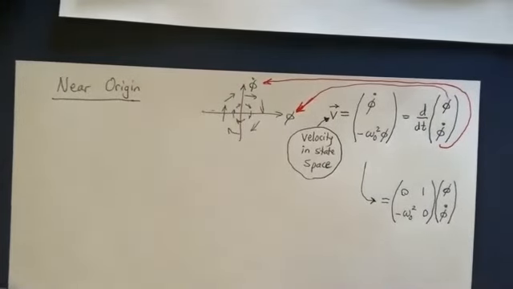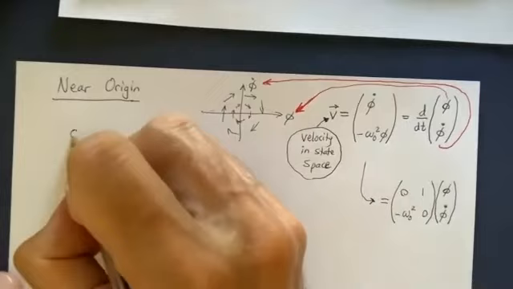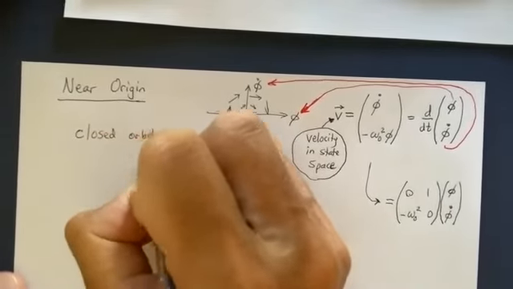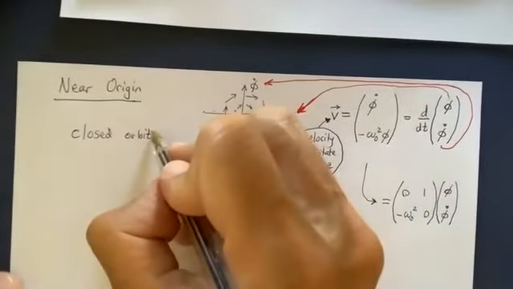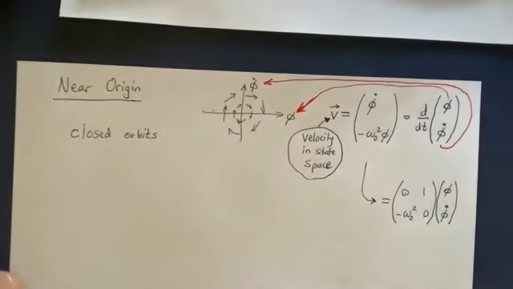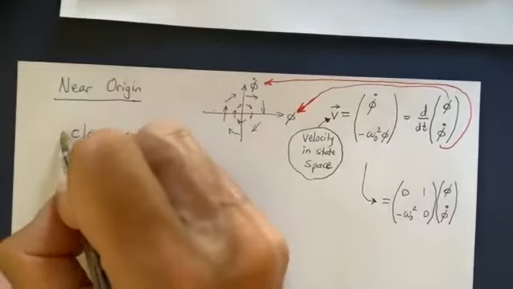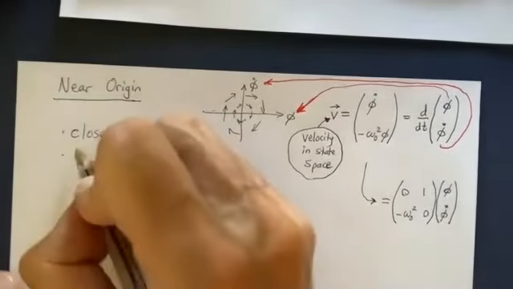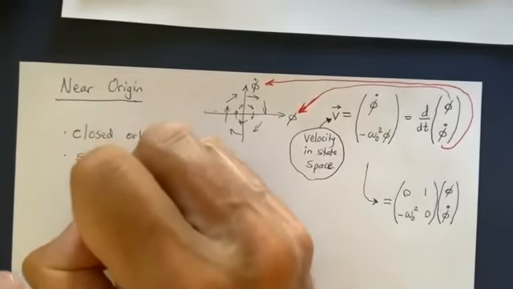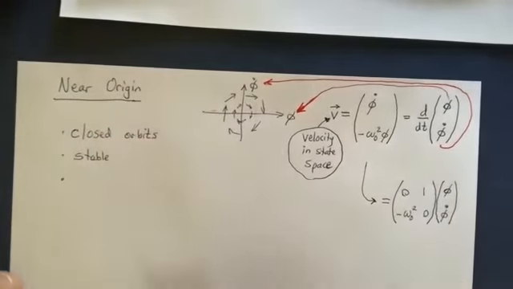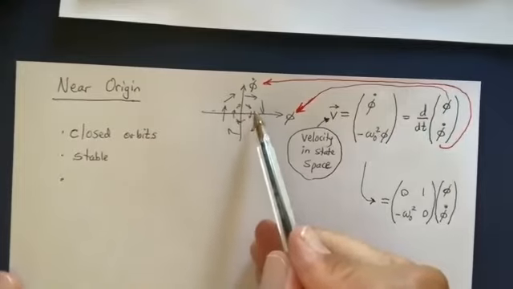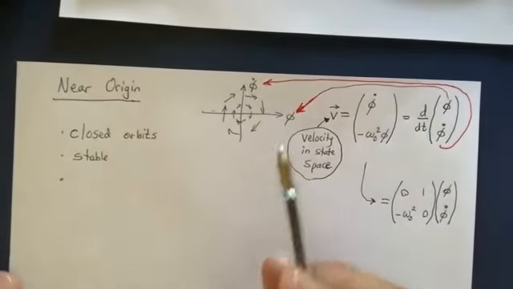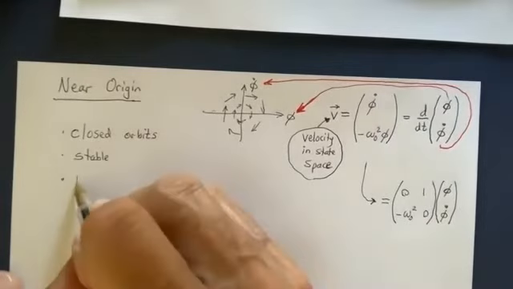So closed orbits, stable. The key words here: closed orbits. They are stable. If you give the system a little kick, it stays near the equilibrium. Stable. You see how we stay near the equilibrium, you give it a kick, no problem. We're going to stay near the equilibrium just on a different closed orbit. And periodic.